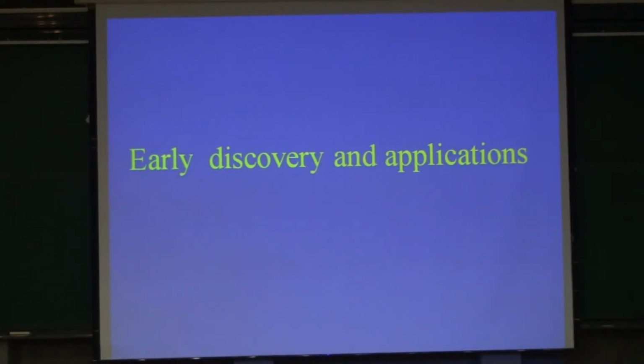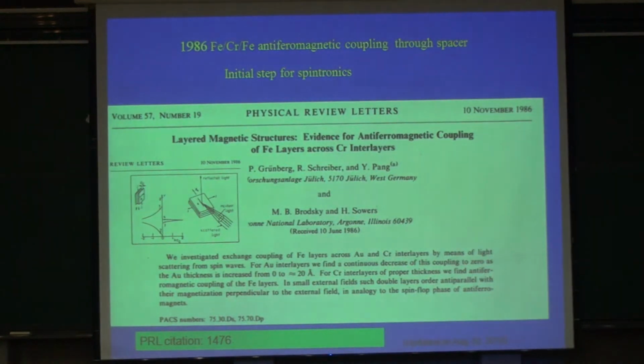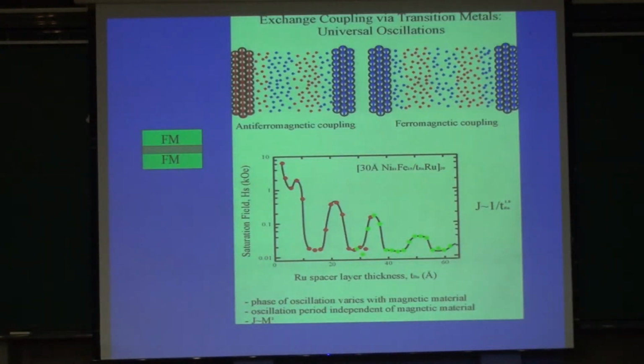Okay, I think that covers the general introduction. I want to go back to some history. If you look at the initial paper by Peter Grünberg, they found antiferromagnetic coupling across the iron layers with a chromium interlayer spacer. This paper is now very heavily cited.